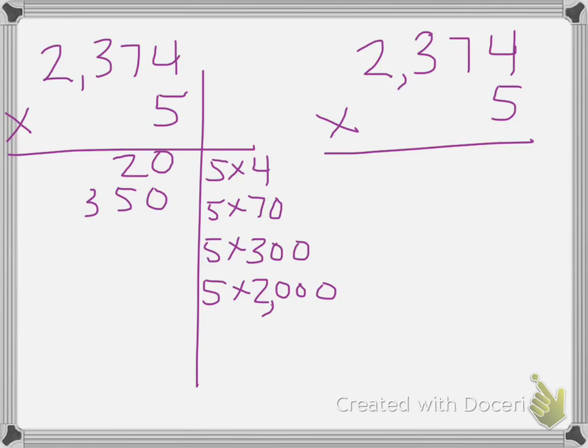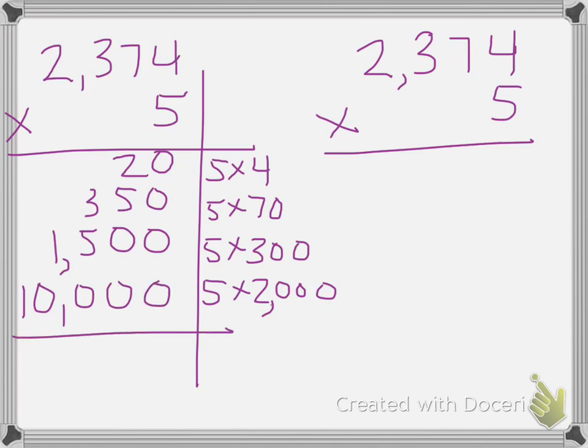Now I have 5 times 300. So 1,500. 5 times 2,000 gets me 10,000. And now I can add my stack. So 7 tens, I have 8 hundreds, looks like I have 1,000 and a 10,000.